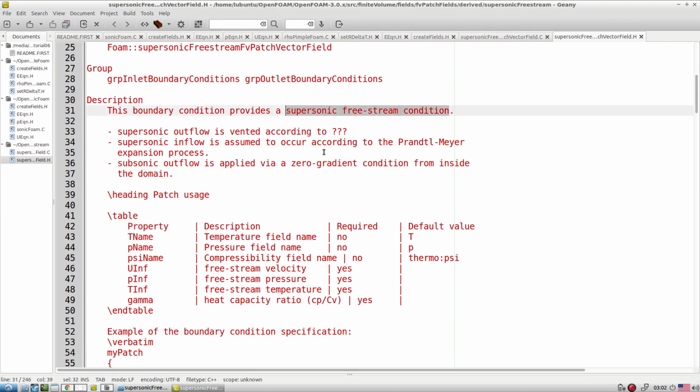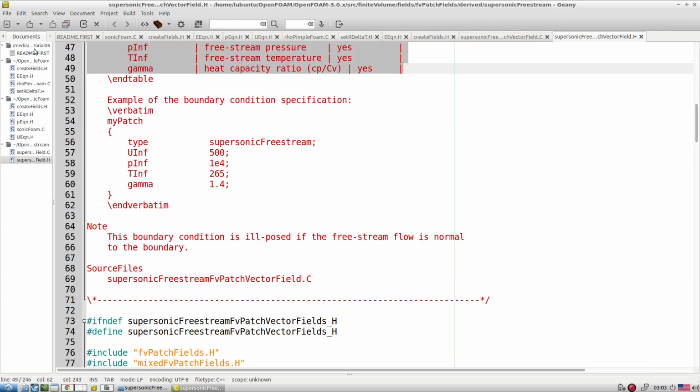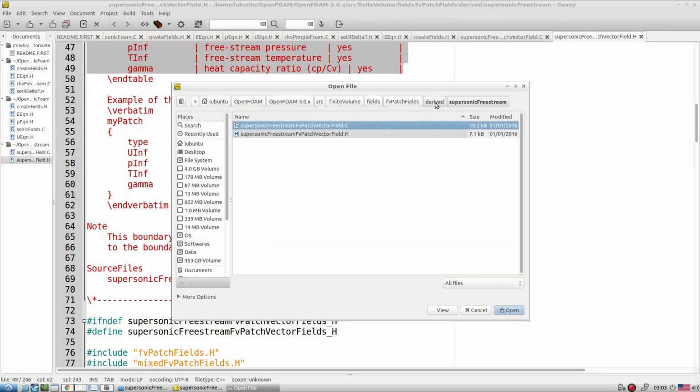Okay, so when we work with compressible flows, for a free stream, what are we supposed to specify? It takes into account entries like U infinity, P infinity, T infinity, the far field conditions: free stream velocity, pressure and temperature. Gamma is nothing but the heat capacity ratio, so that is required. These few entries we have to specify, and it gives us the free stream velocity boundary condition. That is a very important boundary condition.